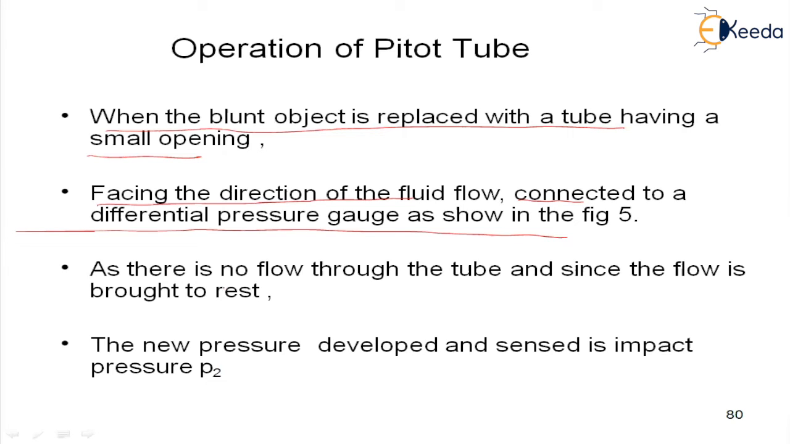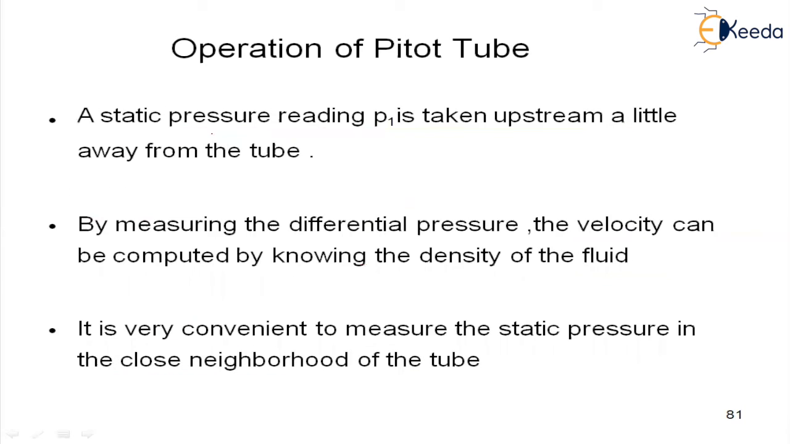Here there is flow through the tube, and since the flow is brought to rest, the new pressure developed and sensed is called impact pressure, my dear students. We also get the static pressure, which is taken as P1, and the impact pressure is taken as P2, and we get the differential pressure, and we can calculate the velocity. That particular formula is given by this expression.